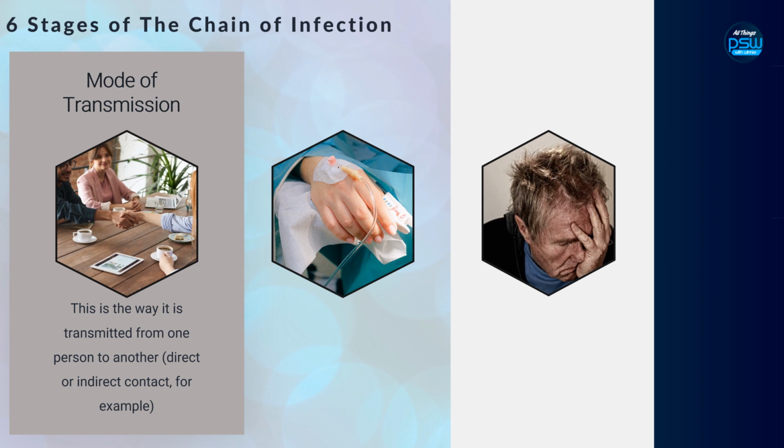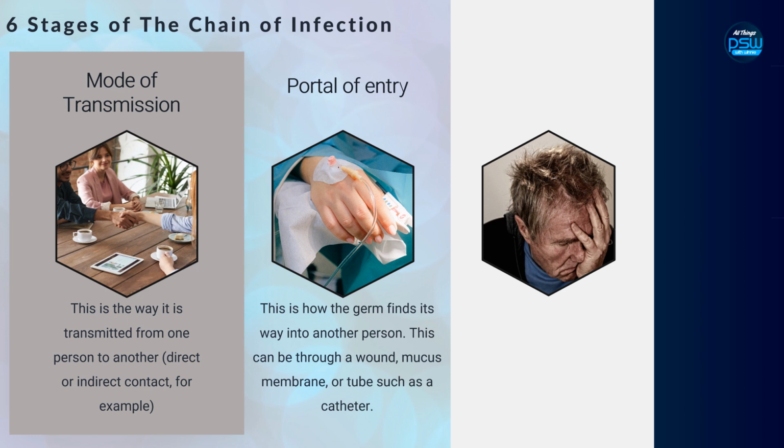So again, the agent's there, it's resting in my body, it's in a reservoir, it loves it, it's warm, it's nice, it's sweet, but now it's going to leave. That's the portal of exit. What's the mode? How does it spread? Once it goes there, then it's going to enter another body, or another source or another animal, whatever the case may be. It can be through a wound, it can be through a mucous membrane, or something like a catheter in the hospital.